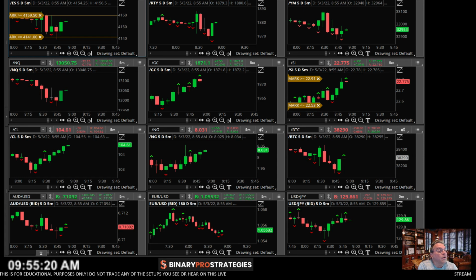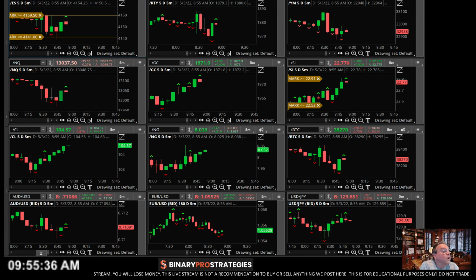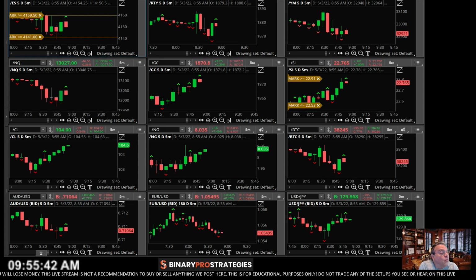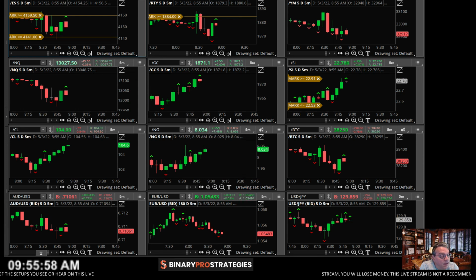RTY is now going long. Getting a buy on RTY. Entry on RTY was 1879. My target's going to be 1884. Reversal on RTY, if we don't hit target, it's going to be 1869.